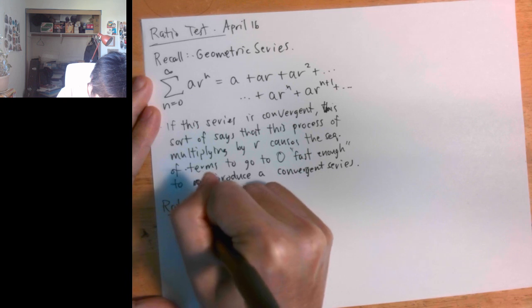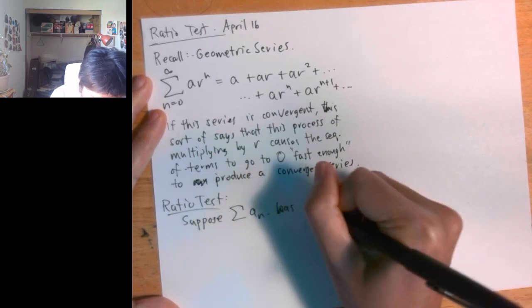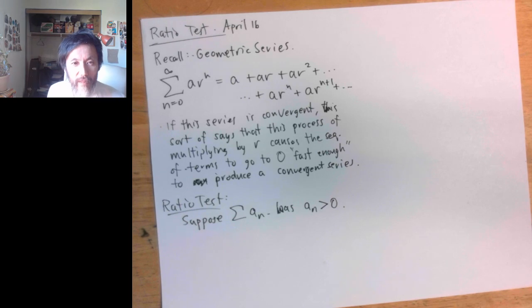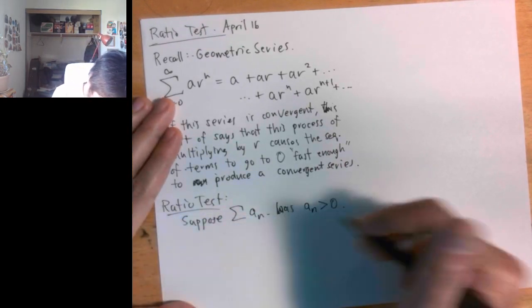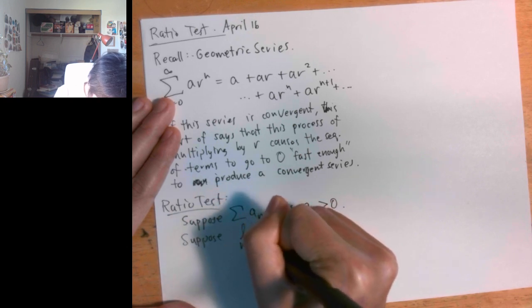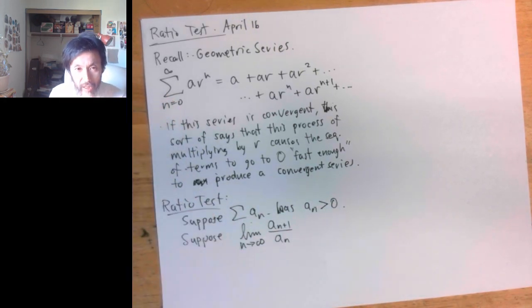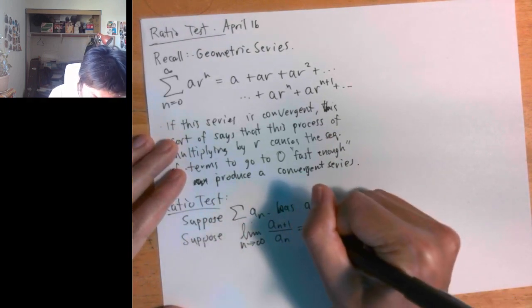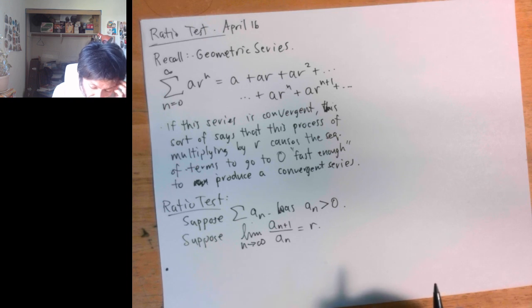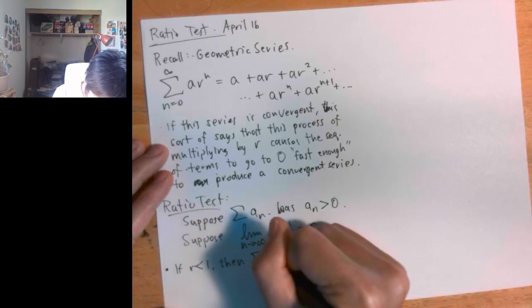Suppose we have a series, the sum of a sub n, with a sequence of terms which is positive. Suppose further that the limit as n approaches infinity of a sub n plus 1 over a sub n, the ratio of subsequent terms in the sequence of terms, is equal to a number r. R will stand for ratio. Then we can say several things. If r is less than 1, then the series is convergent.